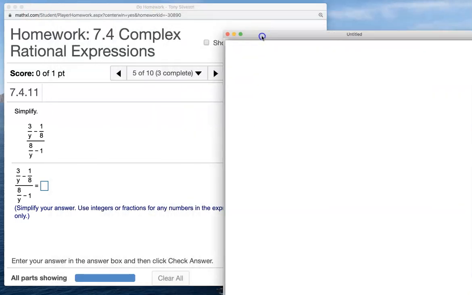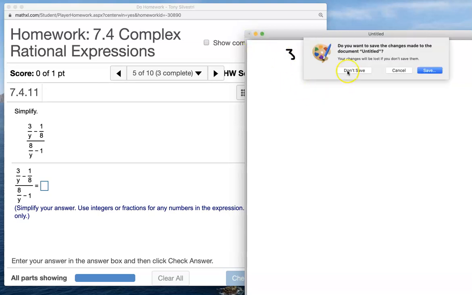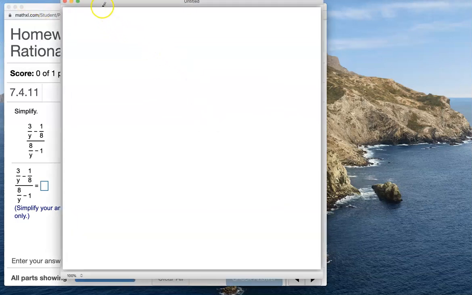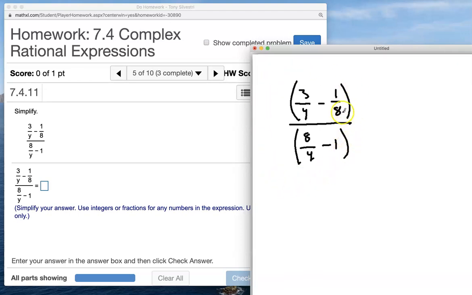We come over here and we say, let's start over again. I want to give myself a little room for my arrows. So let's start over again. File, new. Okay. Let's come over here and say 3 over y minus 1/8, divided by 8 over y minus 1. Now remember, this is a bundle, and that's a bundle. That's good. Okay. Well, the mother fraction has 3 babies.